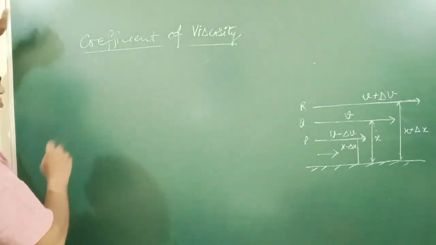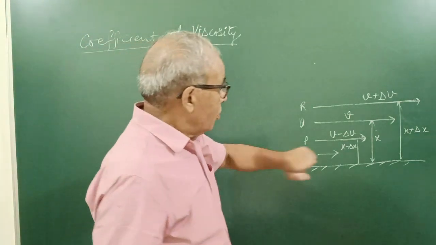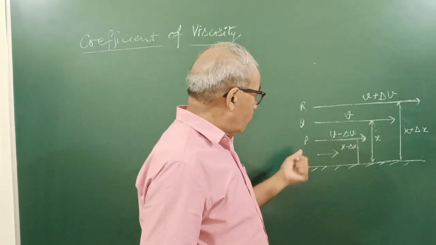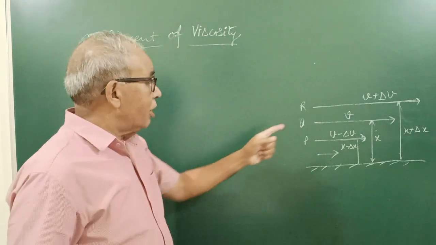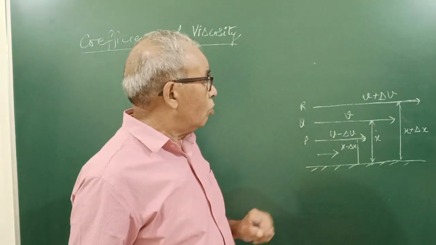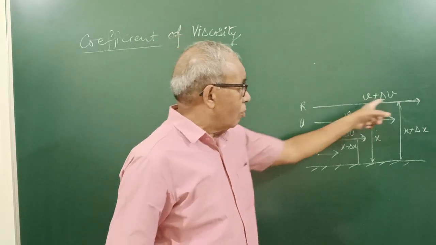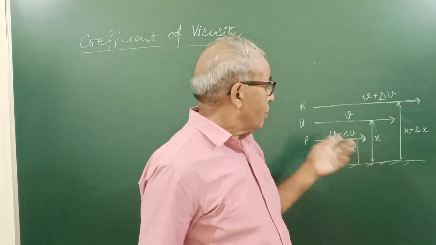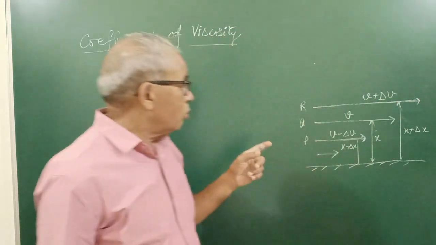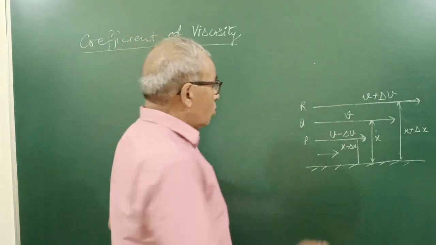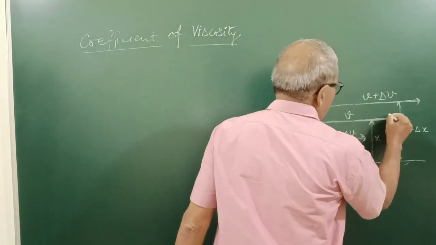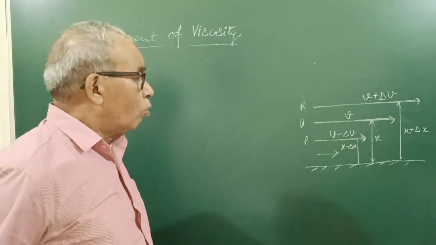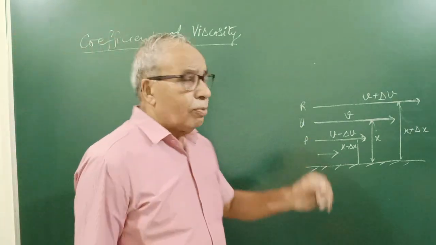Now listen to one thing more. The lower layer P, then Q, has lower velocity than this. So layer P tries to decrease the velocity V of layer Q, while layer R has more velocity, and so it tries to move forward. Layer R tries to increase the velocity V. So this layer Q, every layer in fact, not only Q, experiences a net retarding force, a net retarding force due to viscosity.